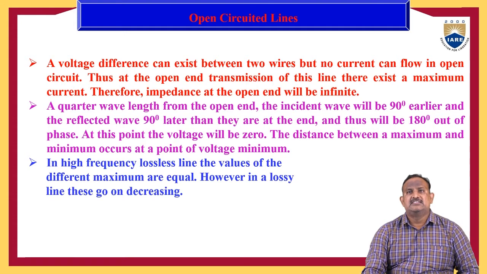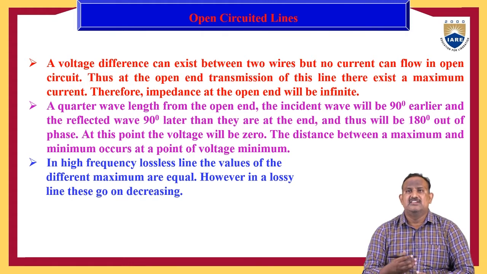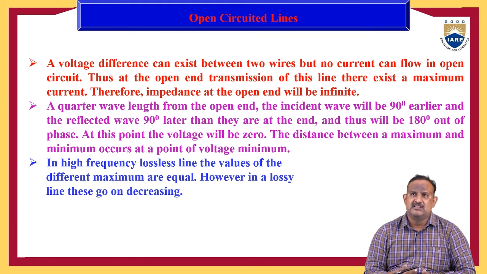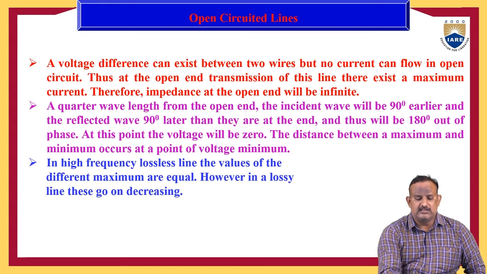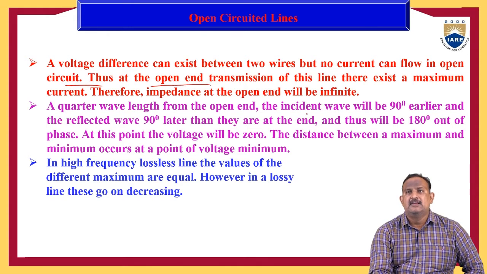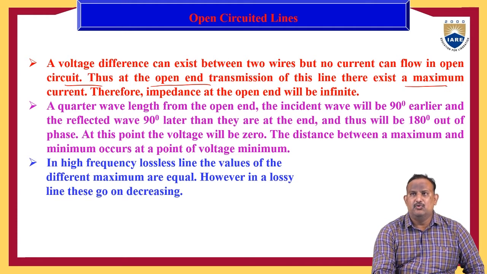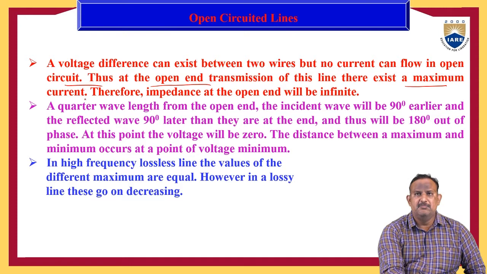Here a voltage difference can exist between the two wires, but no current can flow in an open circuit. Thus, at the open end of a transmission line, there exists a minimum current.